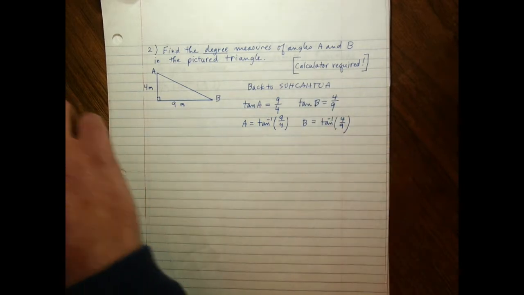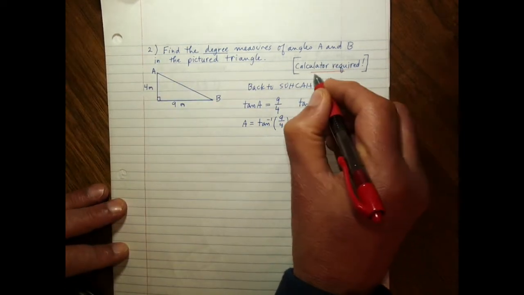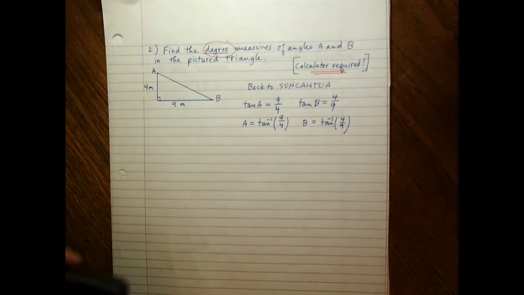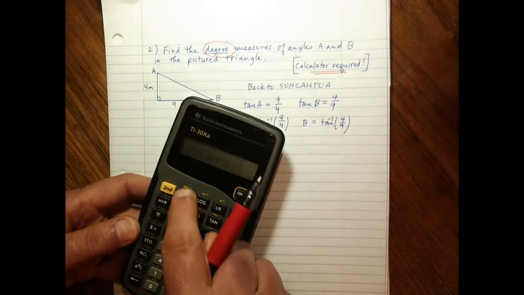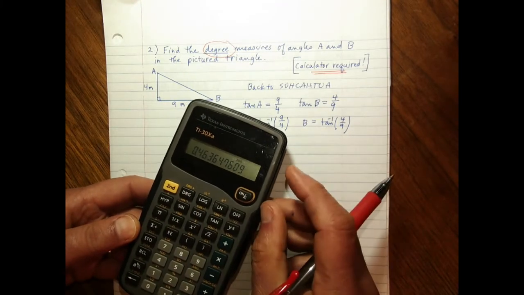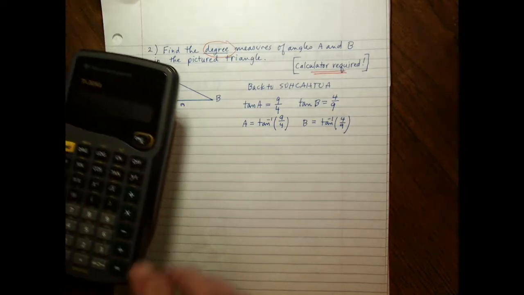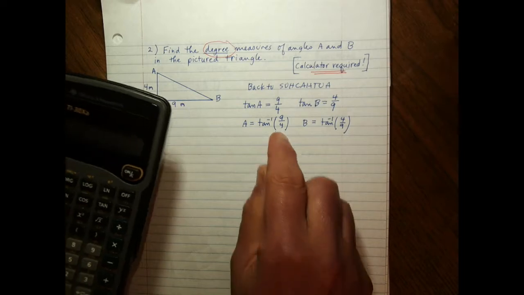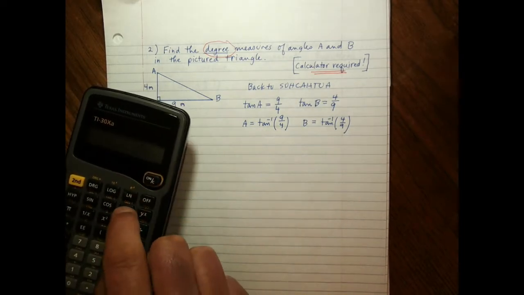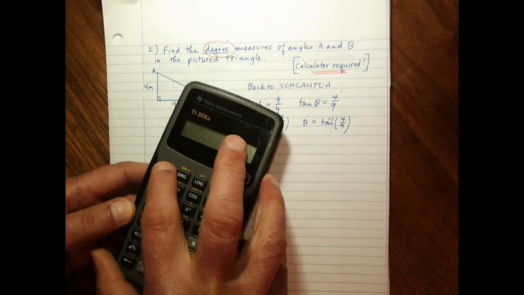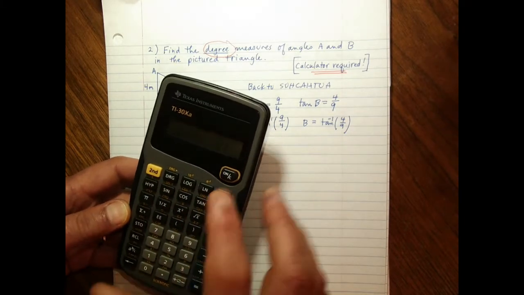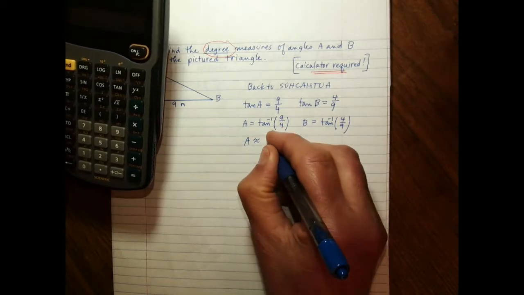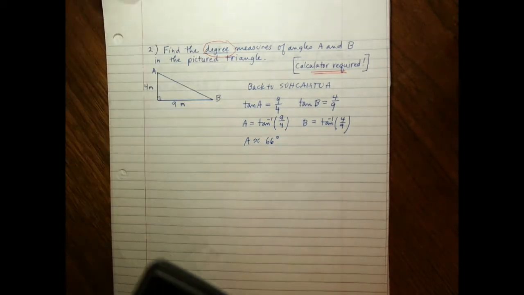And calculator is required, so I'm just going to push some buttons. And we want degree measure here. So when I go to my calculator, I'm going to put it in degree mode. I want to be in degree mode. And 9 divided by 4, 2.25 of course. And now I'm going to take inverse tangent, so I have to hit the shift key on my tangent button. I'm in degree mode, and I get that A is about 66 degrees.